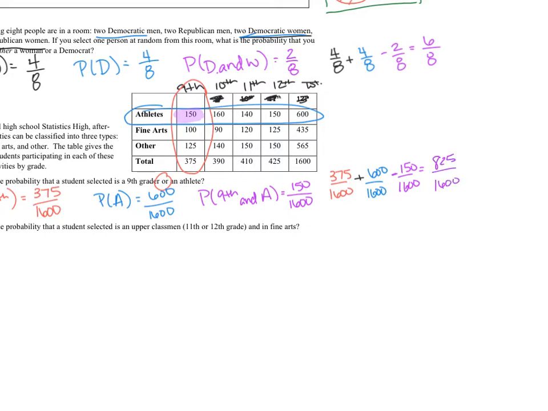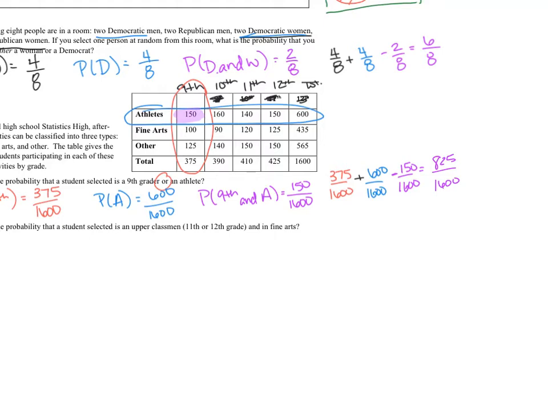out of 1,600. And remember, we're subtracting this off right here. We're subtracting this 150 off because we've added it when we did the red and the blue, or the 9th and the athletes. So we added it twice. We need to subtract it off once. Look at the next one.